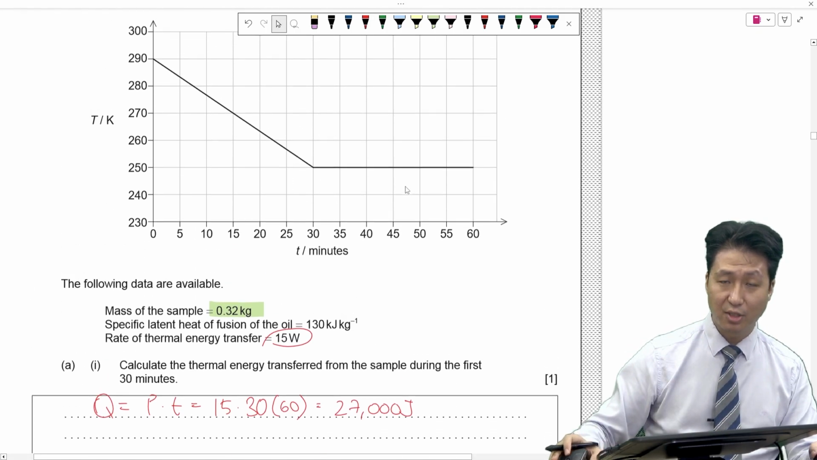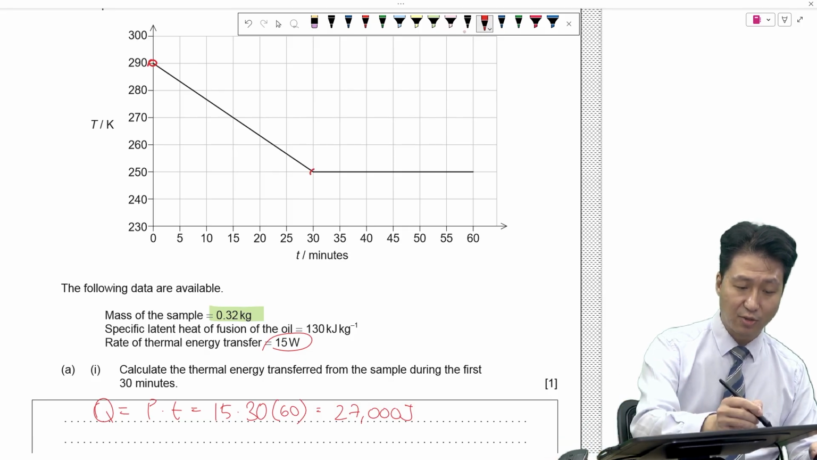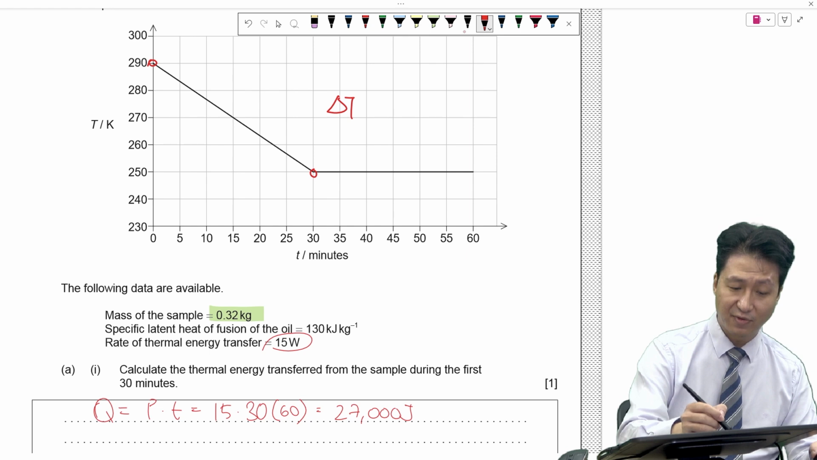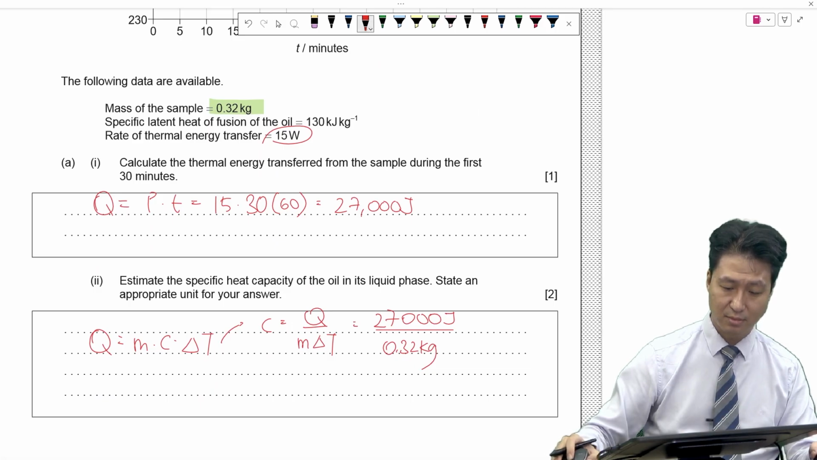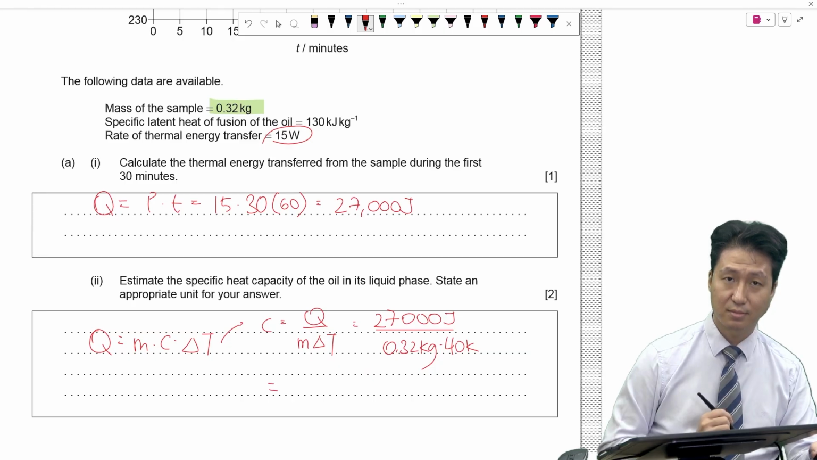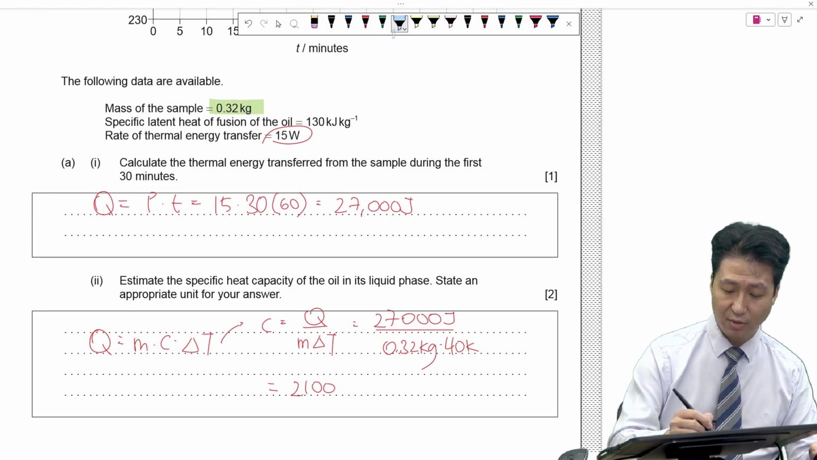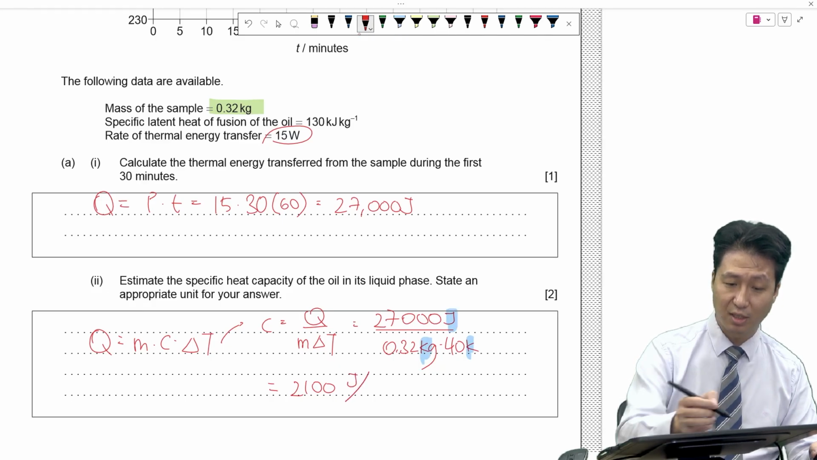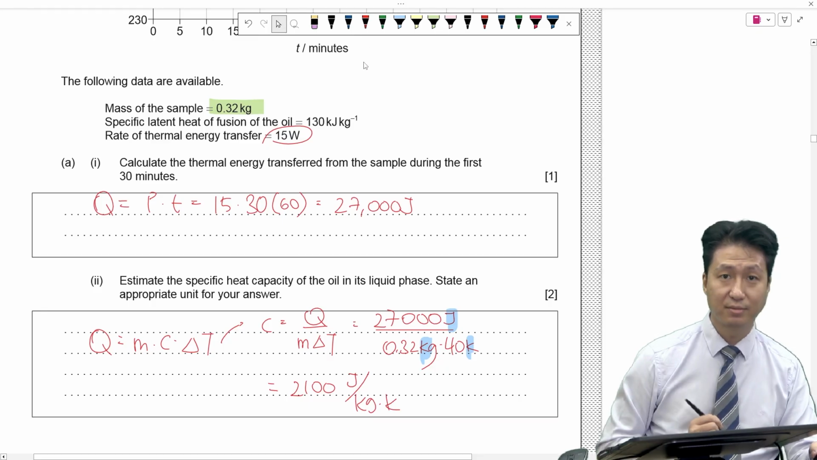Now the change in temperature has to be gotten from the graph. It starts at 290 Kelvin and ends at 250 Kelvin. The change in the temperature is 40 degrees. So, 40 Kelvin. Using your calculators, you should get around 2,100, and the units remain the same: joules, kilograms, and Kelvin. So it's joules per kilogram Kelvin.